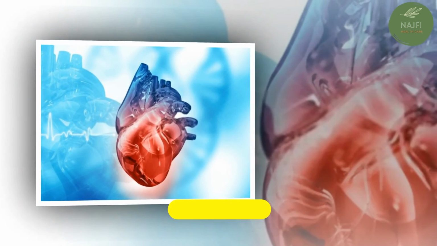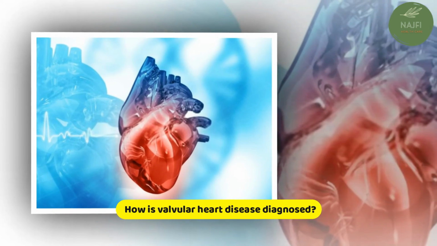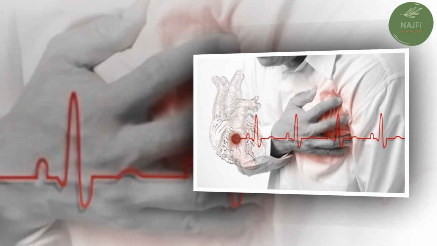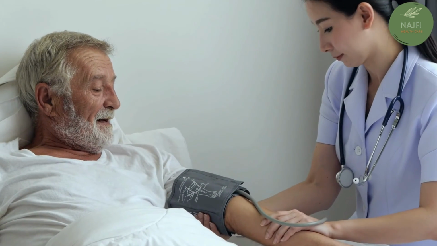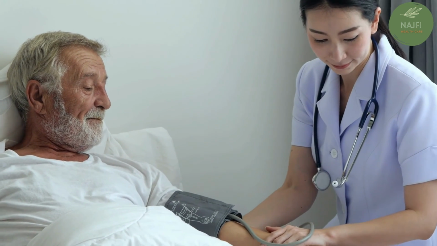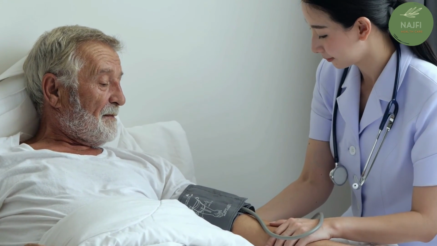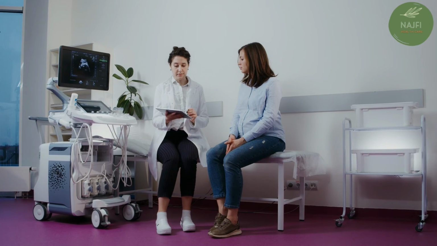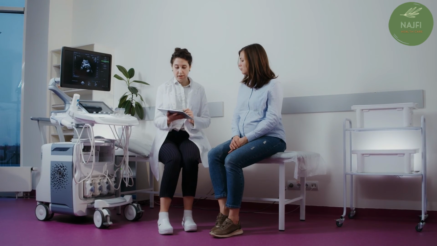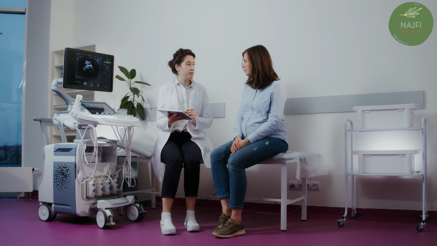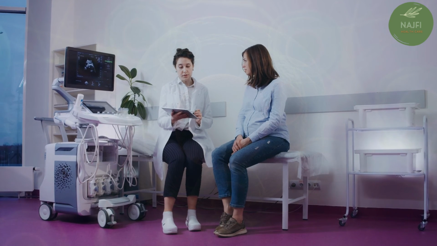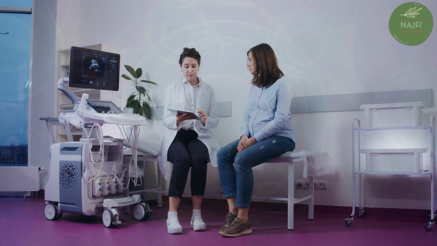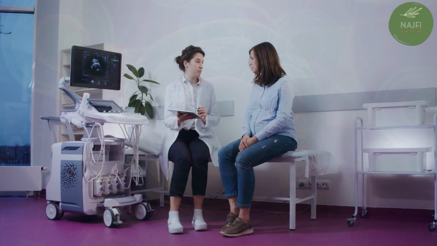How is valvular heart disease diagnosed? The doctor may hear a heart murmur, an unusual sound, when listening to your heartbeat. Depending on the location of the murmur, how it sounds, and its rhythm, the doctor may be able to determine which valve is affected and what type of problem it is, regurgitation or stenosis. A doctor may also use an echocardiography, a test that uses sound waves to create a movie of the valves to see if they are working correctly.